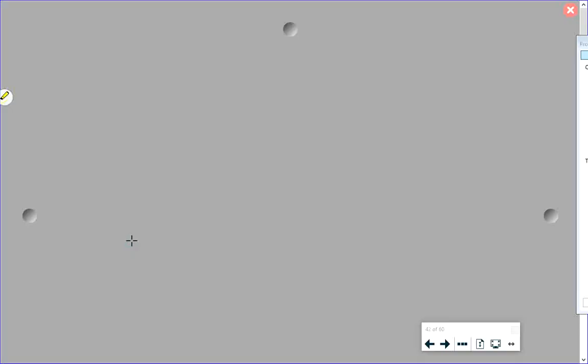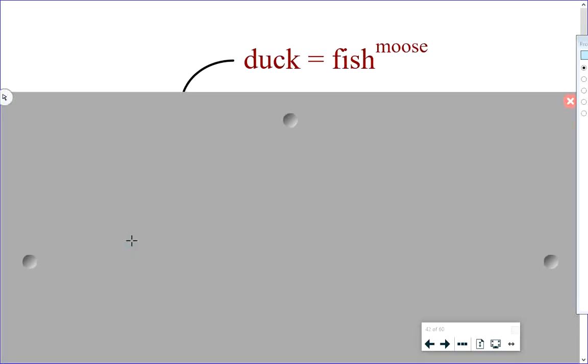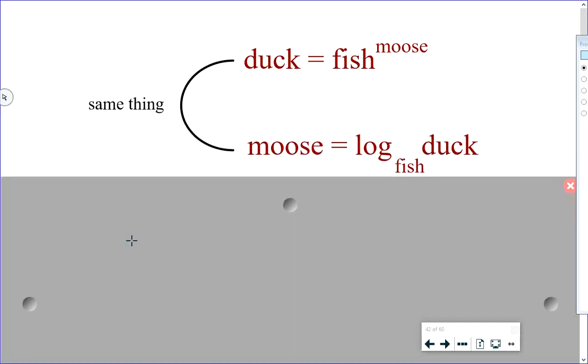I mean, I could say, rearrange this for moose. Well, the argument in this exponential is moose. That's going to go by itself, and it's going to be that moose is the fish-based logarithm of duck. It doesn't matter what letters or words or symbols or expressions we choose. Admittedly, it's harder to say that than base 2 logarithm. It's the base fish logarithm of duck.